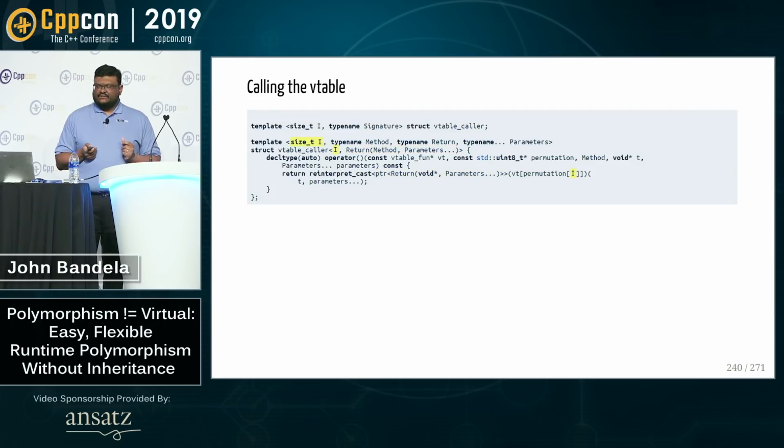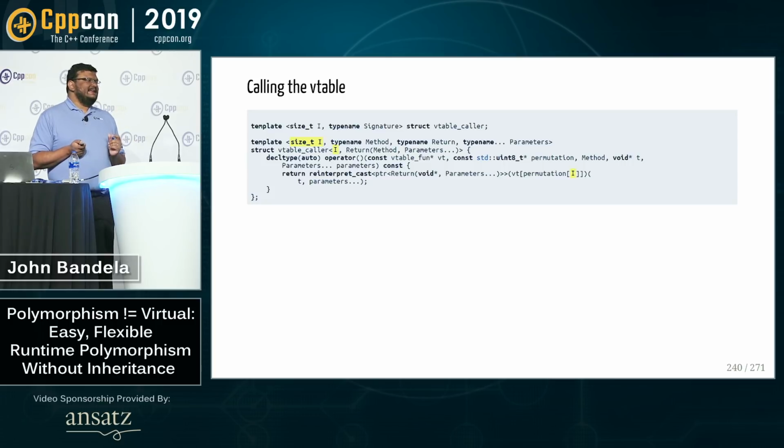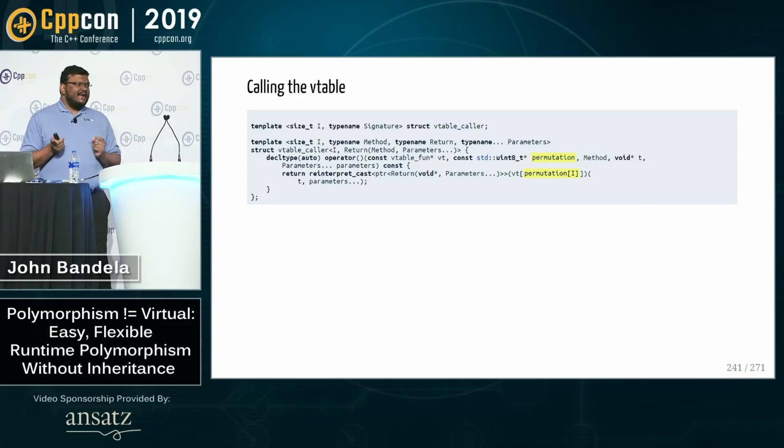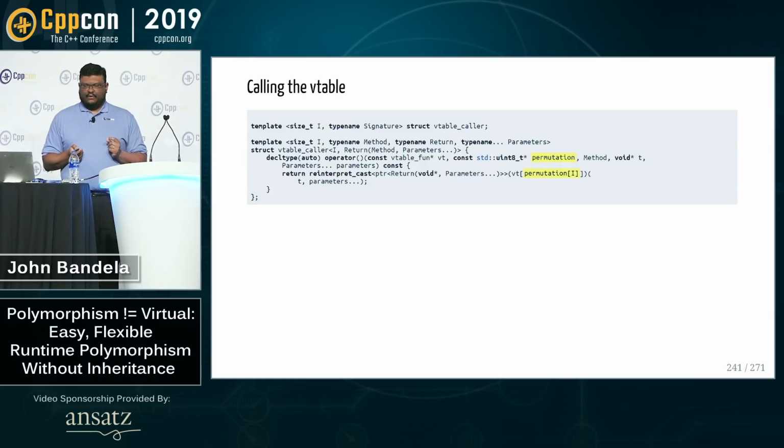And we take the size, so when we call it, we also get passed in an index, size_t. And we use that to find where in the vtable is the appropriate pointer to function. And the next part is the part that allows us to have the functions and the function types to be declared in any order and pick any subset. We actually don't directly index into the vtable. We first index into the permutation array, get that index, then use that to index into the vtable, right?